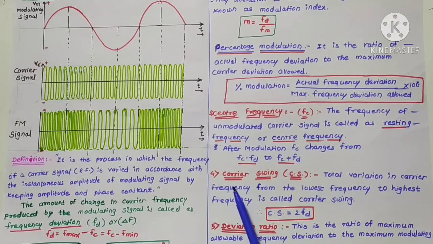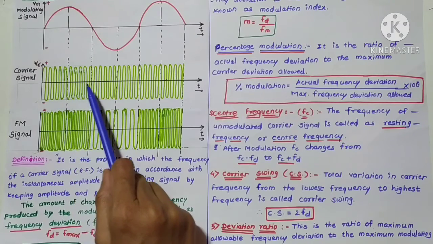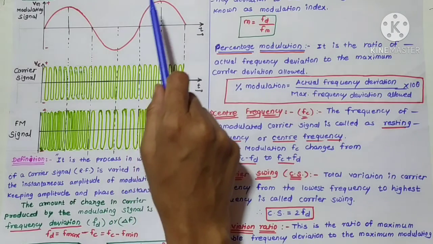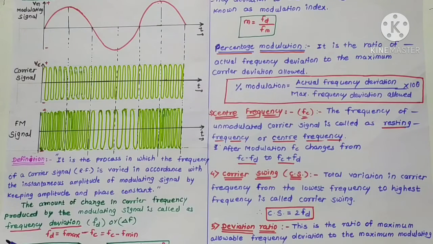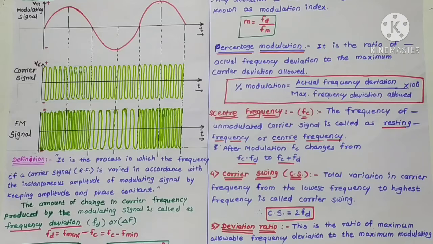Now, next term, carrier swing. What is meant by carrier swing? This carrier swing is nothing but the total variation in frequency of the carrier from the lowest frequency to the highest frequency, and this carrier swing is denoted with the letters Cs, equal to twice Fd. Okay students, so remember this. The change in the frequency of the carrier from the lowest frequency to the highest frequency is nothing but carrier swing.